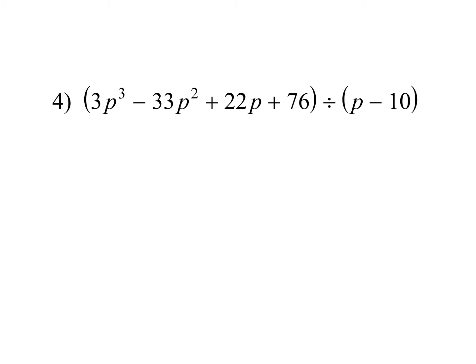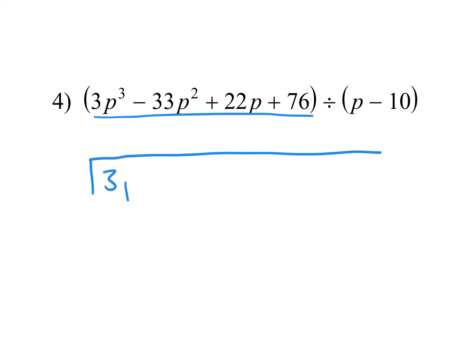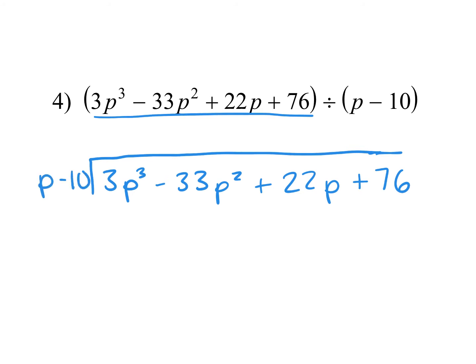All right, so number 4. What's going to go inside the box? The first one. Am I missing anything here? Nope, so I just put it all in the box. 3p cubed minus 33p squared plus 22p plus 76. So then I have p minus 10 on the outside. What do I do first?